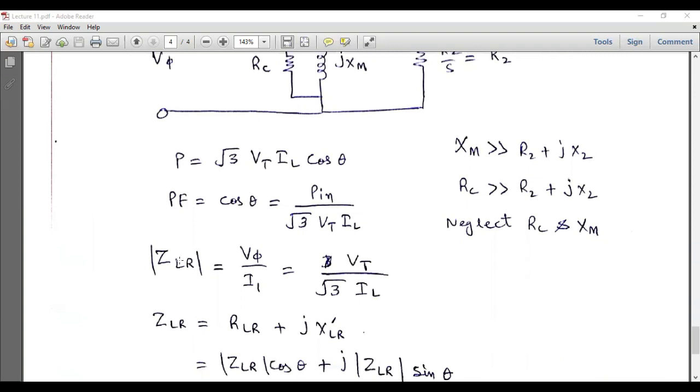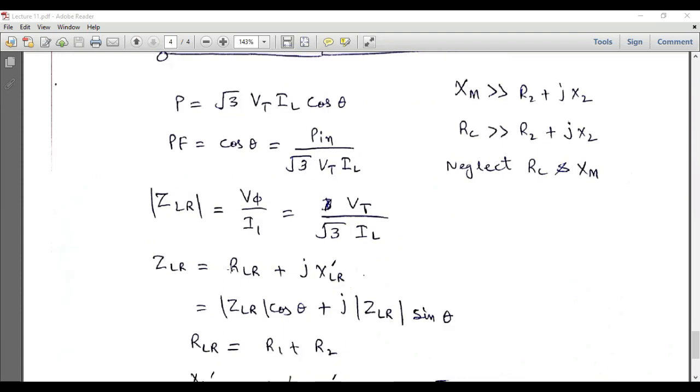Similarly, we will calculate the locked rotor impedance, and its magnitude is given by the ratio of V phi divided by I1. And V phi is the phase voltage, and Vt is actually the terminal or line voltage. So that line voltage can be converted to phase voltage by dividing it by square root 3, and this is the line current. So in star connection, the phase current and line current are the same. So this I1 is equal to IL.